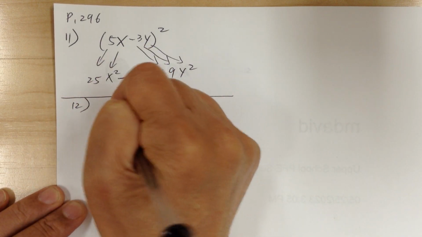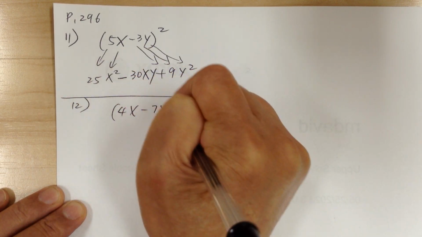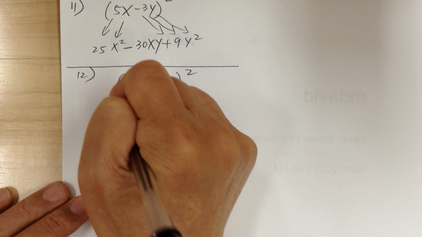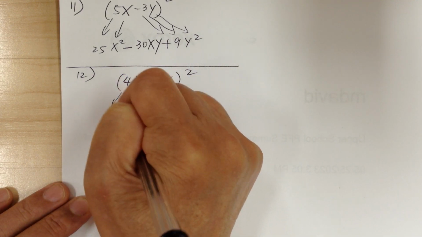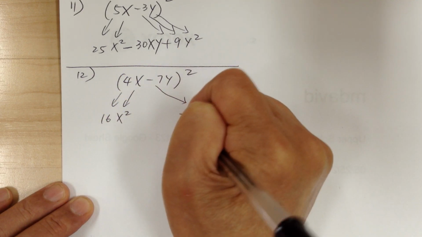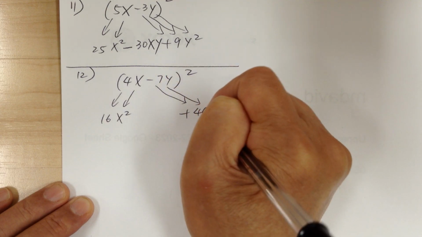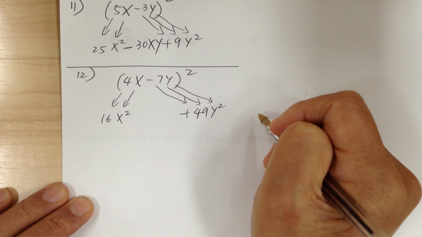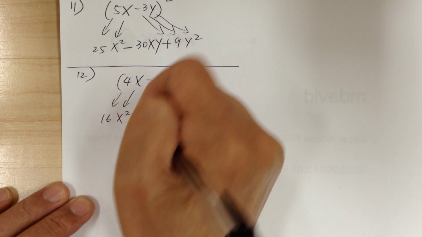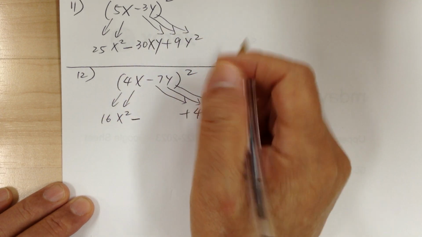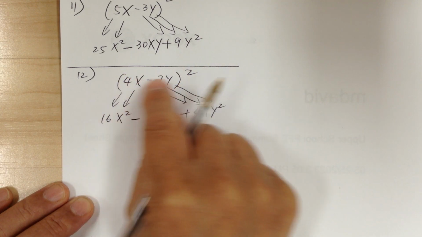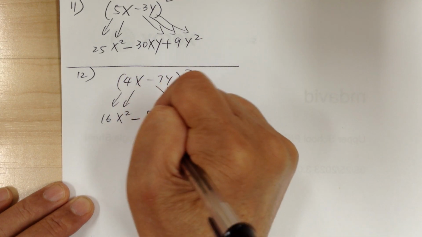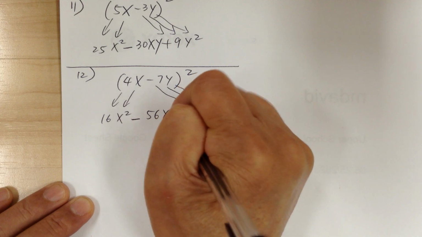Okay, number 12, you got 4x minus 7y squared. So you square that, you get 16, square that, you get x squared, square that, you get plus, square that, you get 49, square that, you get y squared. The middle term, multiply everything together, so the sign is minus. The number 2 times 4 is 8, 8 times 7 would be 56, alphabet would be x, y.